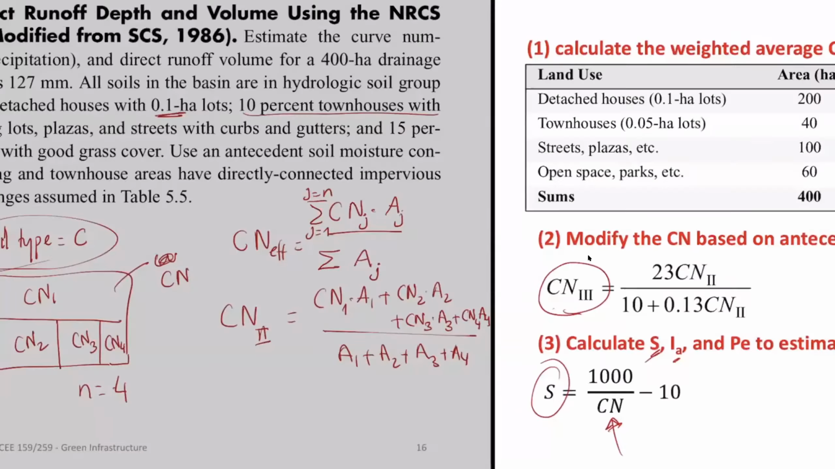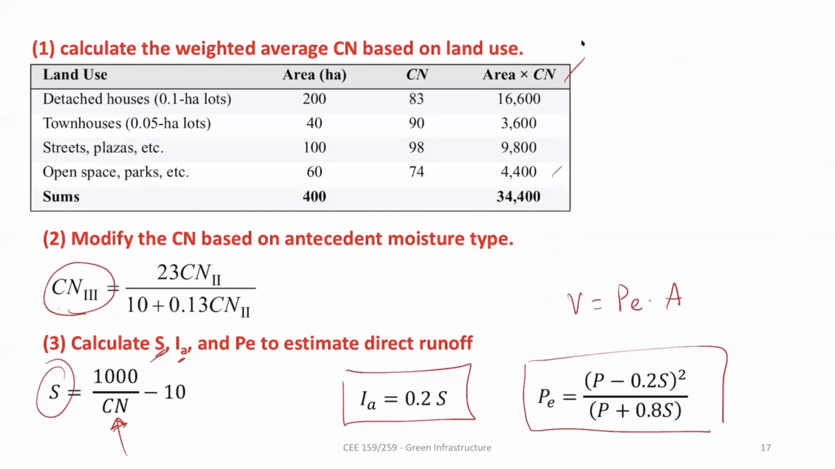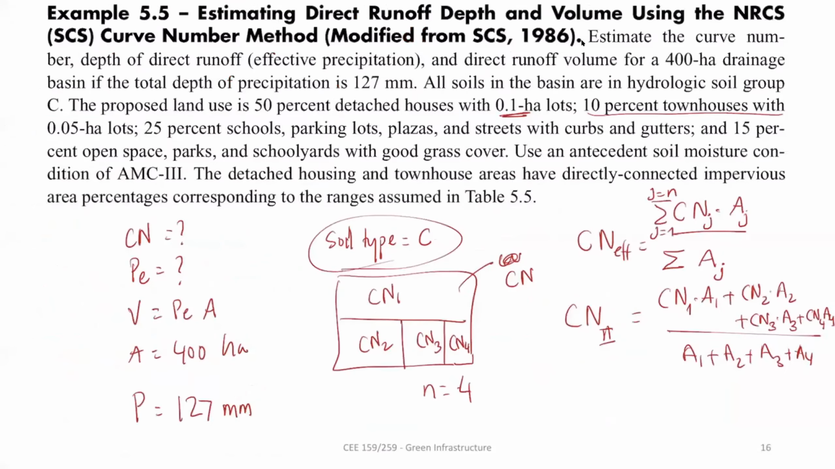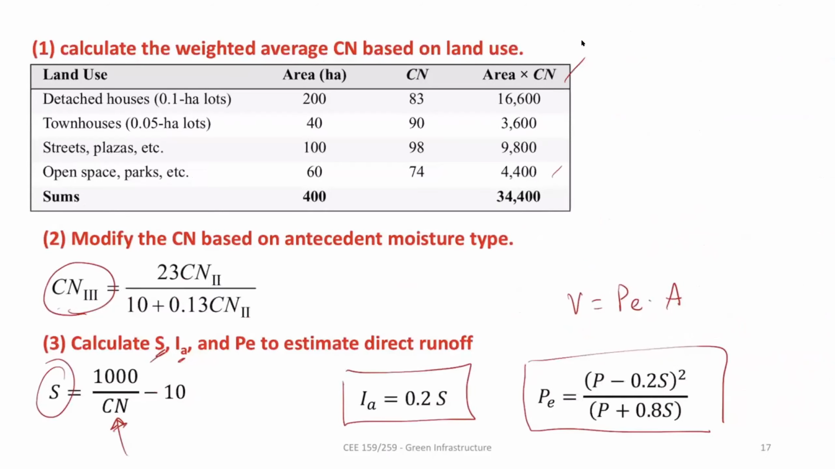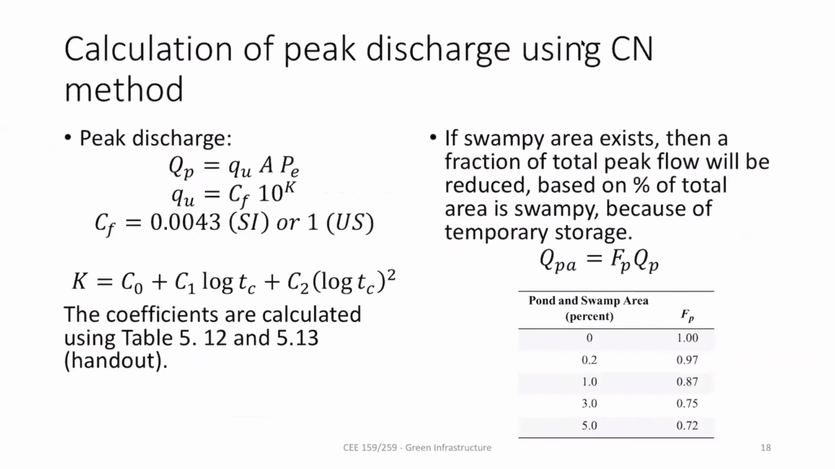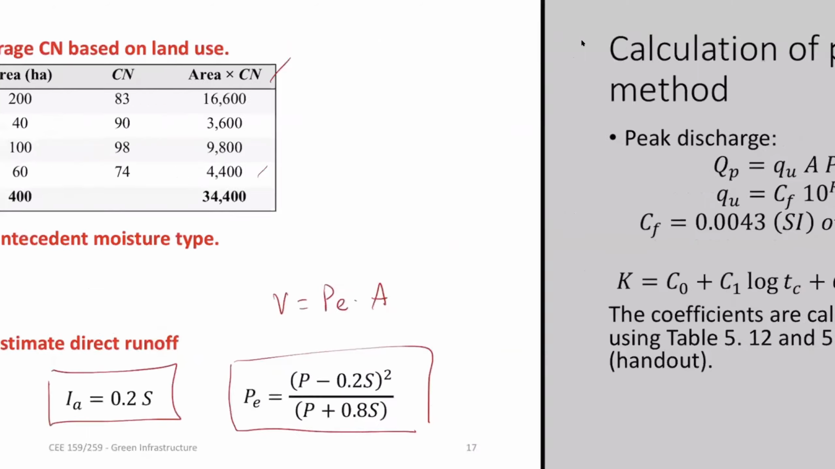Professor, just to make sure, step one is calculating the CN2 value, right? Yes. And then we use that to find CN3. Yes. Okay, cool. That's because it is given here. You don't normally have to do CN3, just because it says to use antecedent soil moisture condition as AMC3. If it doesn't say, then you don't have to change that. Okay, thank you.